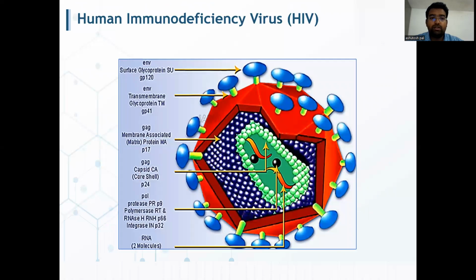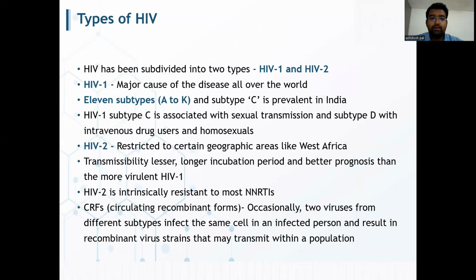Now, this is the structure of the virus. In the core, you can see there is polymerase, reverse transcriptase, and the genetic material RNA, two molecules of it. And then there is the capsid, the matrix material, and the envelope made up of glycoproteins GP41 and 120.